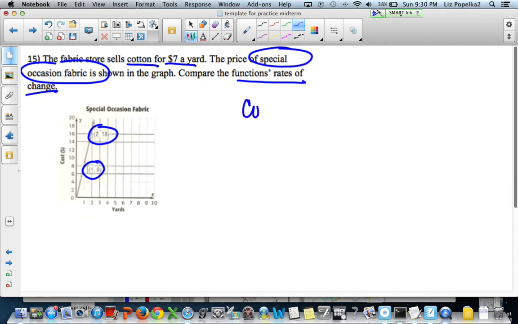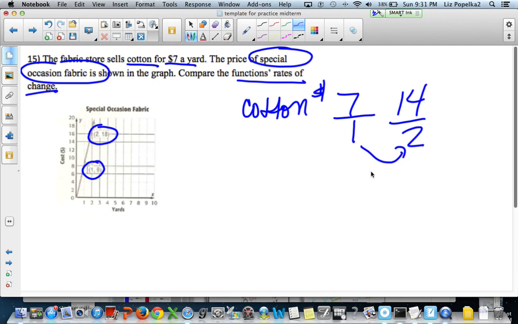Well, for cotton, if it's $7 a yard, okay, so it would be $7 for 1 yard. It would be $14 for 2 yards, etc., etc. Every single time your X value goes up by 1, your Y value goes up by 7. So the rate of change for the cotton is 7.